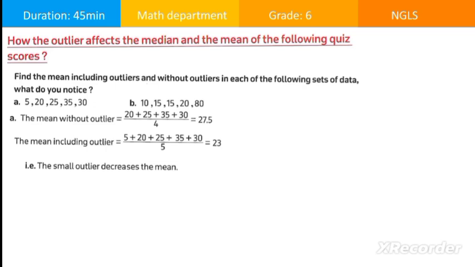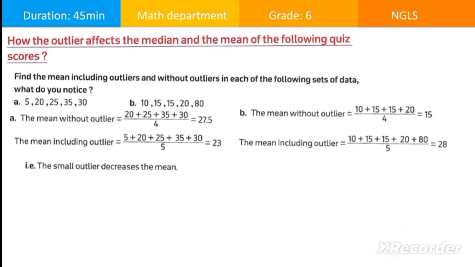In the second example, number B, I have 10, 15, 15, 20 and 80. The outlier here is 80. Think about it with me: 80 is greater than the rest of the data. Then the mean without the outlier will be small, and with the outlier it will be larger, or increase.